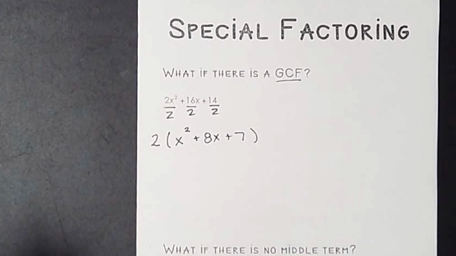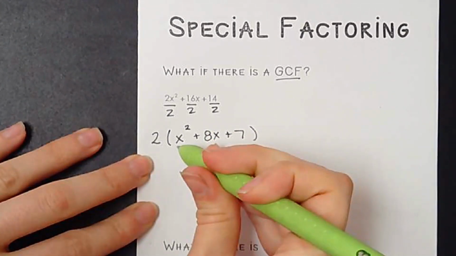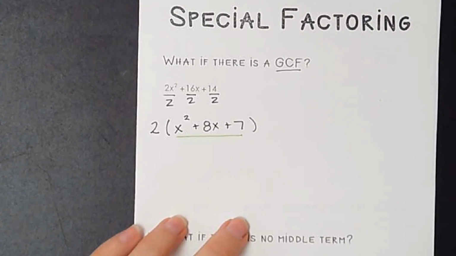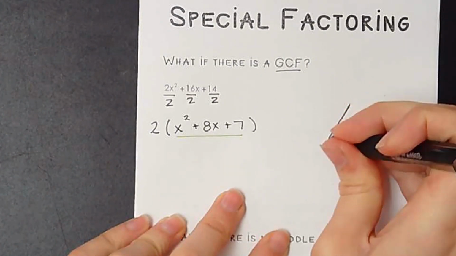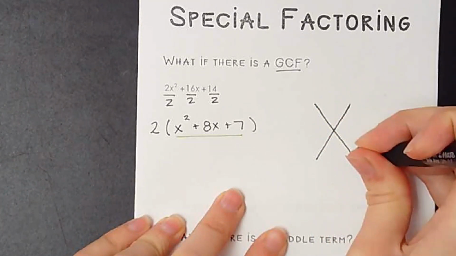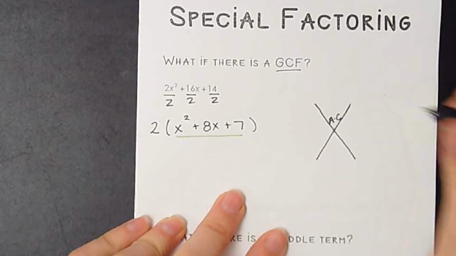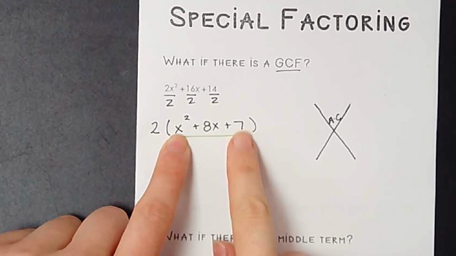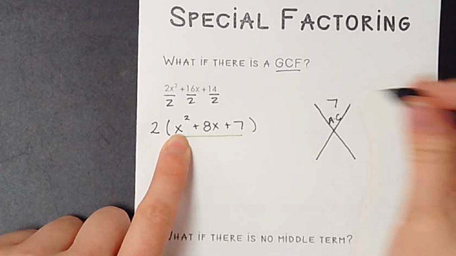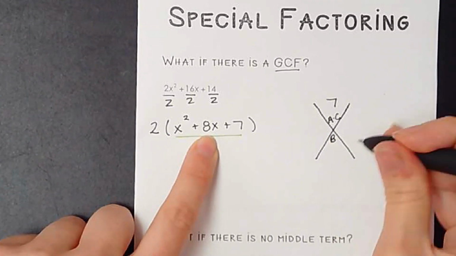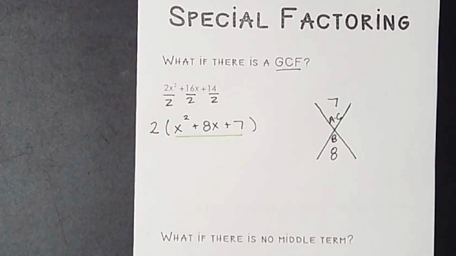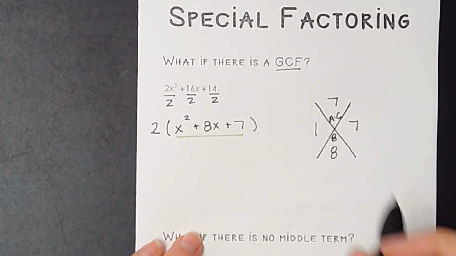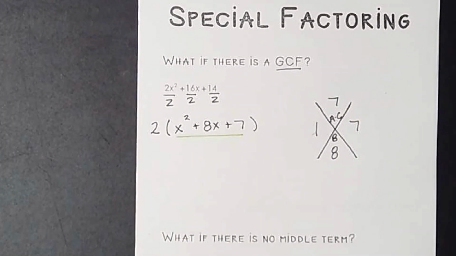Now that I've factored out my 2, I need to factor this trinomial on the inside. I'm going to factor that the same way I always do. You can do it either by grouping or by the box method, but they start the same way. I need to know what's going to multiply to a times c. In this case, a is 1, c is 7, so multiply to 7, and add to b. b is 8. The only things that multiply to 7 are 1 and 7, and 1 plus 7 equals 8.